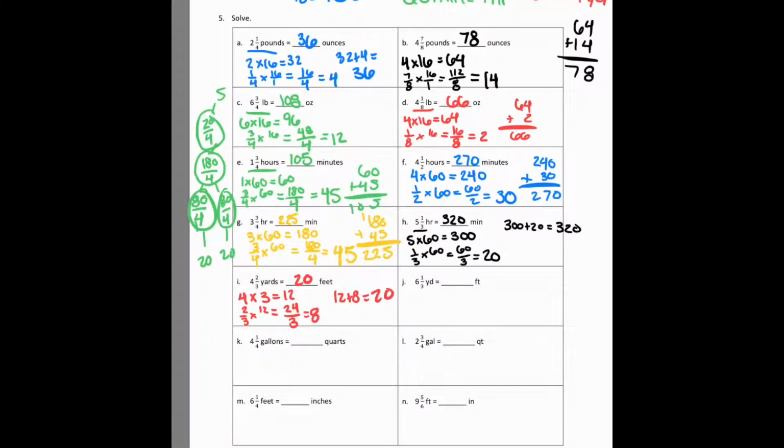All right, let's look at J. We're going to say 6 times 3 because the conversion factor is 3 here. So that's 6 yards is going to be 18 feet. And then 1/3 times 3 will give you 3/3, which is just a whole. So we have that 18 feet plus this 1 foot, which will give you 19 feet total.